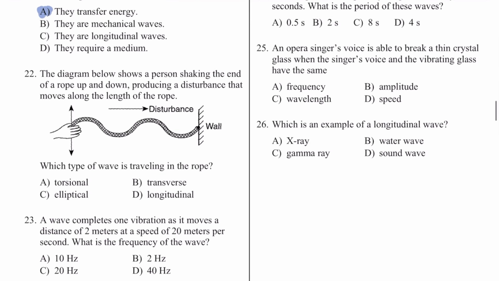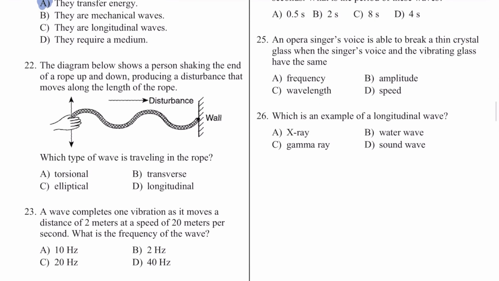22. The diagram below shows a person shaking the end of a rope up and down, producing a disturbance that moves along the length of the rope. Which type of wave is traveling in the rope? So it says that the person is shaking the rope up and down. That's our key word. So up and down means perpendicular, so this is going to be a transverse wave.